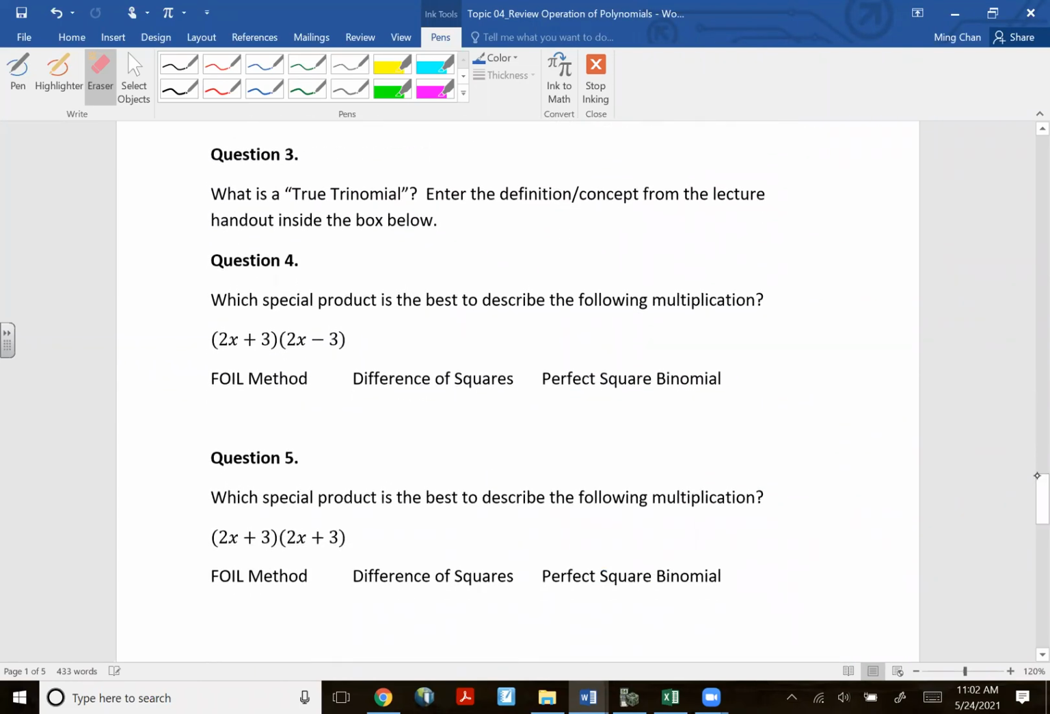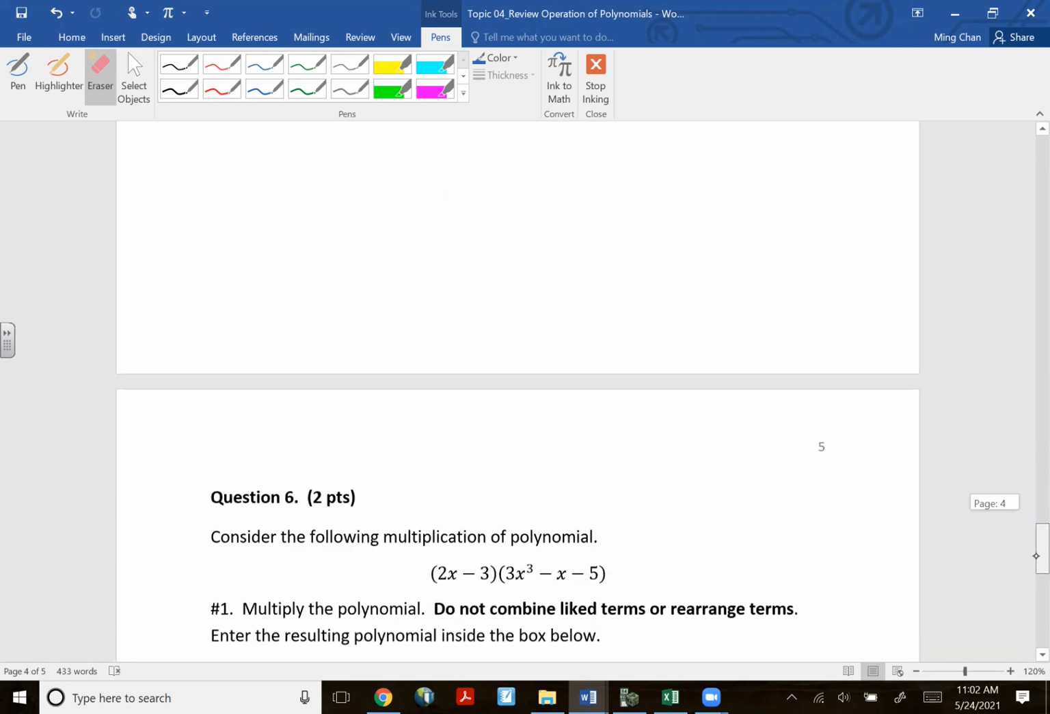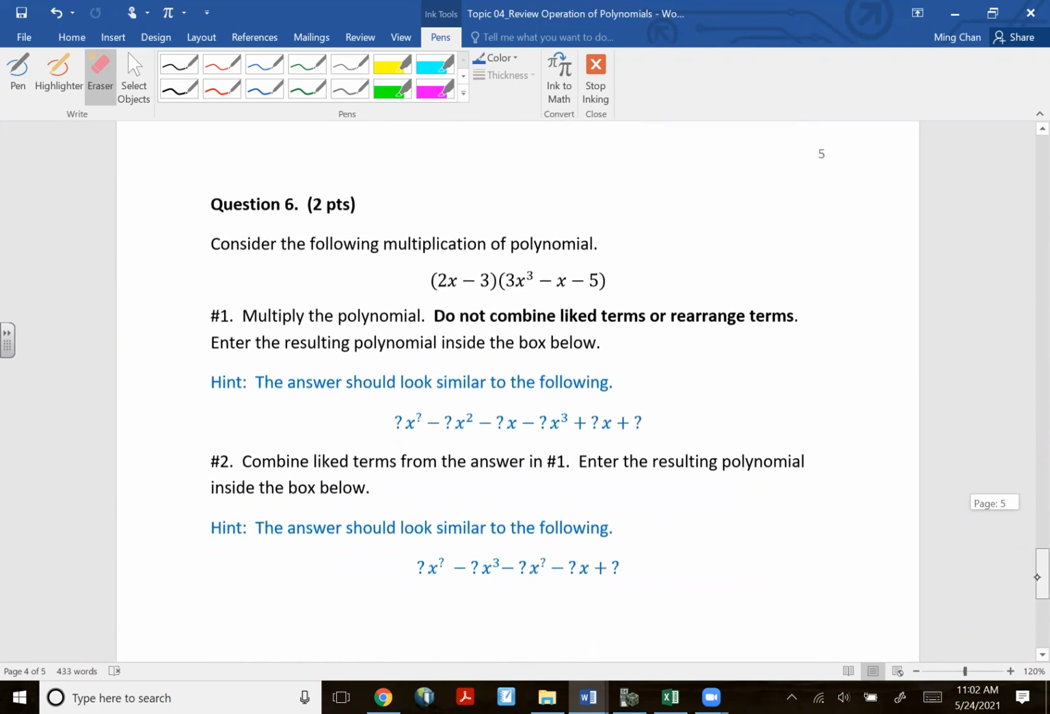All right. Look at this problem. Select which one of the three special products you will use. It's the best to describe this problem. Same thing with question number 5. All right, question number 6.